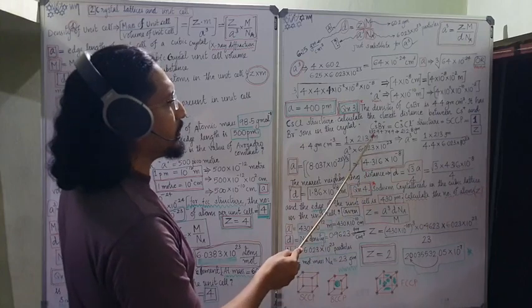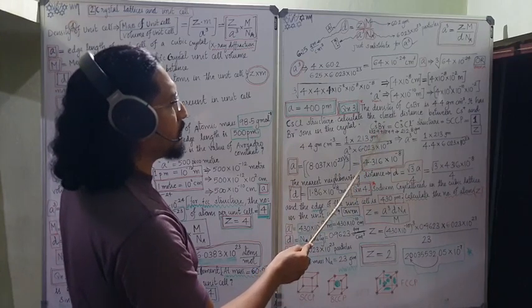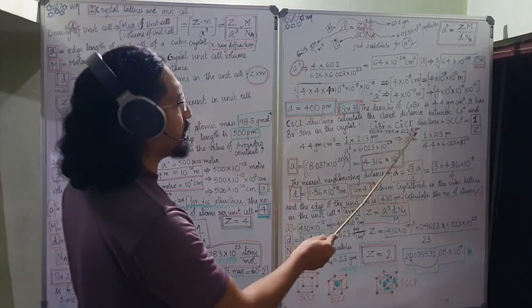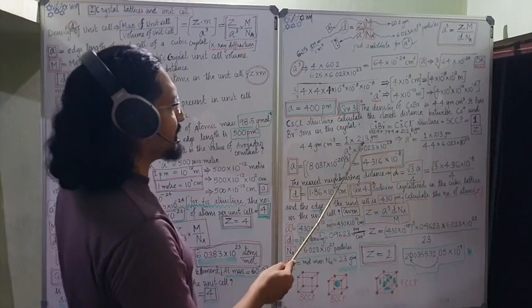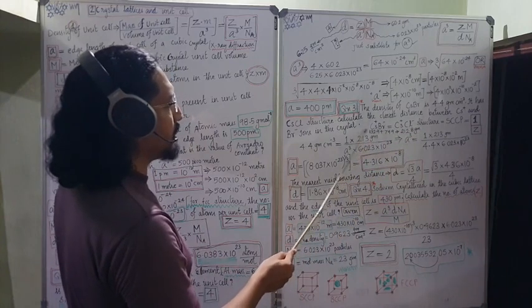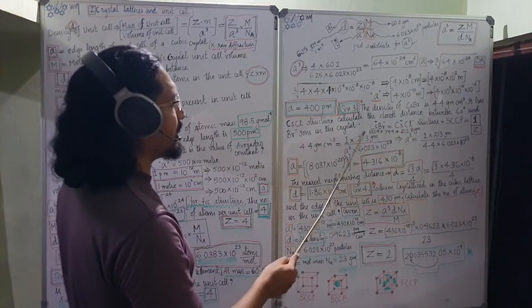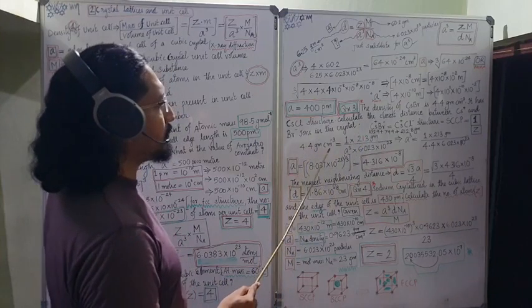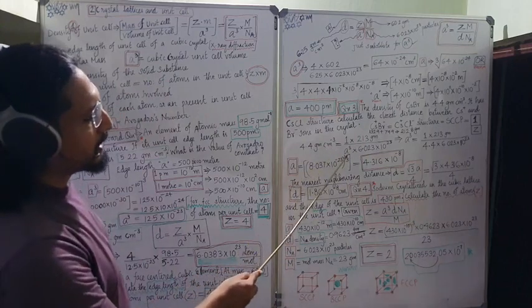So just look at the periodic table. Cesium is 132.9 gram per mole and bromine is 79.9 gram per mole. The total will become 212.8, which we can also write as 213 gram. This is the molar mass. This is the Z, and this is the density D, 4.4 gram per centimeter cube.